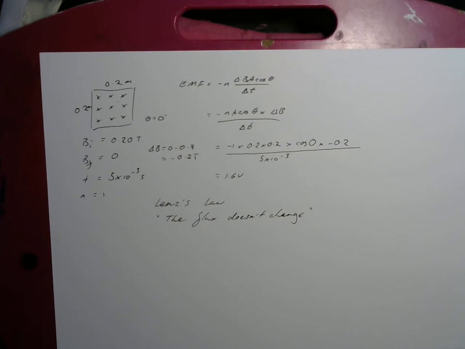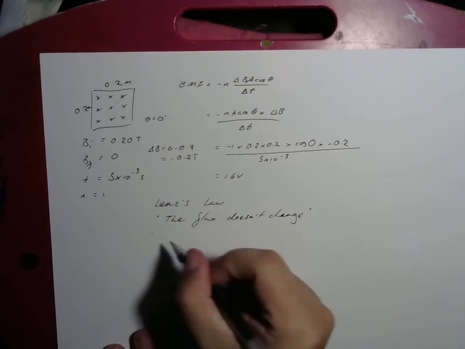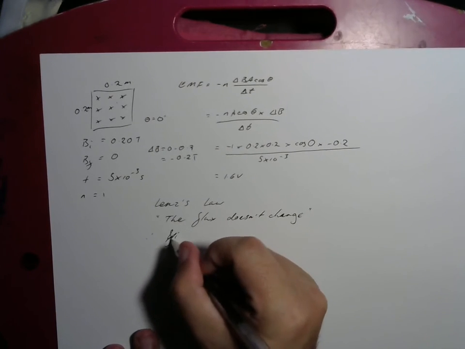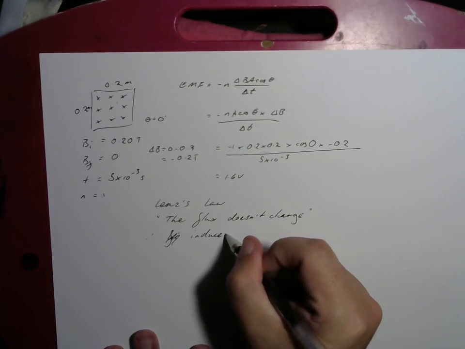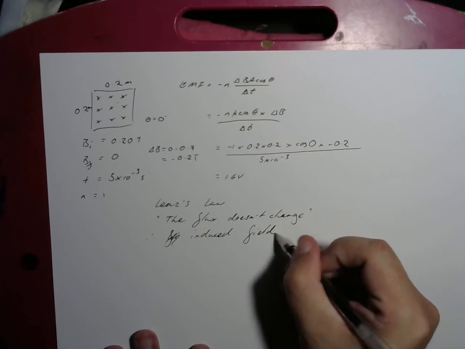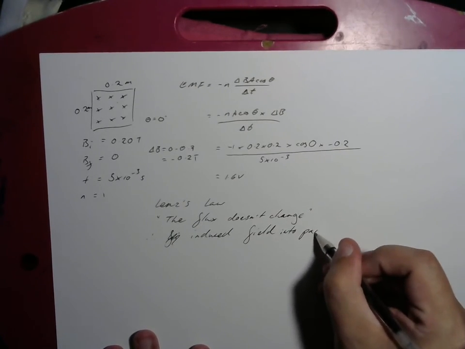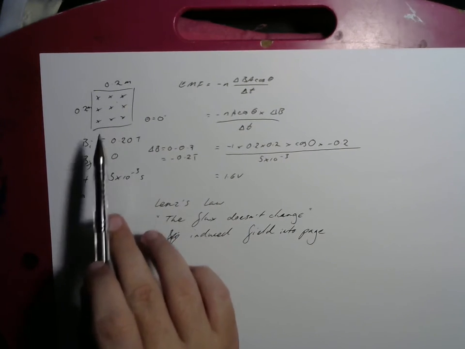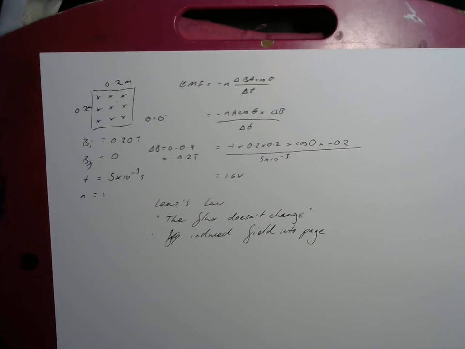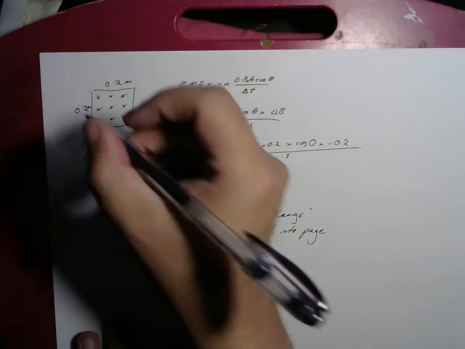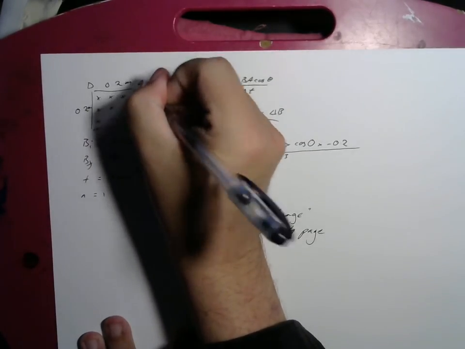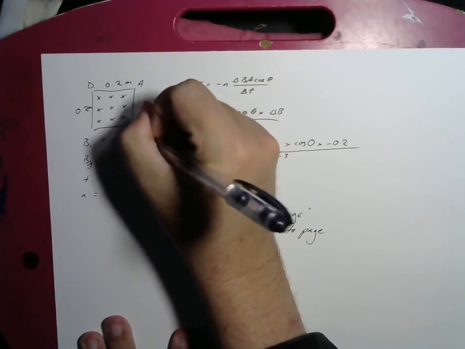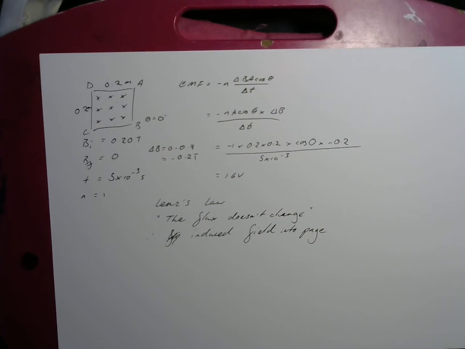Okay, and so it will generate, therefore, an induced field into the page. If this is getting smaller and weaker, it'll try to keep it the same. It'll try to keep pushing it down. Now, that means, in terms of the current, now it has been labelled here D, A, B, C. You know, it's a square. Let's think of it like a coil. A square is just a weird looking coil.